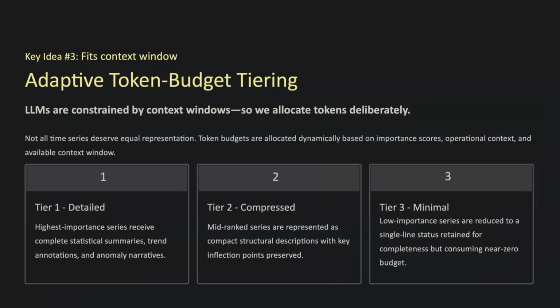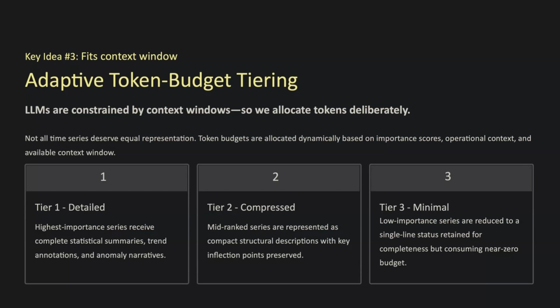The next key idea is adaptive token budget tiering. Once we have figured out what the scores are, we need to be able to fit that information in the limited context window that the LLM has. All of us know that LLMs are constrained by context windows. So we have to do the best that we can to surface as much information as possible and operate under this constraint. This is done by taking a tiered approach.